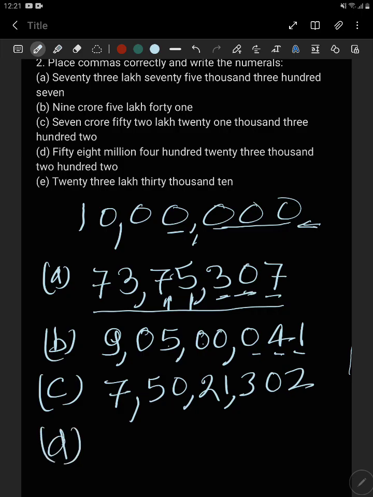Now we'll go for question number D. Okay. So question number D, what is this? 58 million. So you see it is the million here. So we have to take into consideration that it is talking about the million, but later on, since we are writing the numbers in the Indian system, we'll put the commas in the Indian system, and I will show you how to write the English system, meaning the USA system also, as it is in million. Okay. So I will show you both.